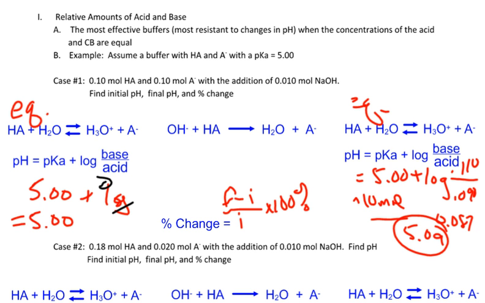Now, a percent change, by the way, is final minus initial over initial times 100%. So what was my final pH? That was your 5.09 minus 5.00 over 5.00. Don't forget to multiply it by 100%. Go ahead and do that. What do you get?